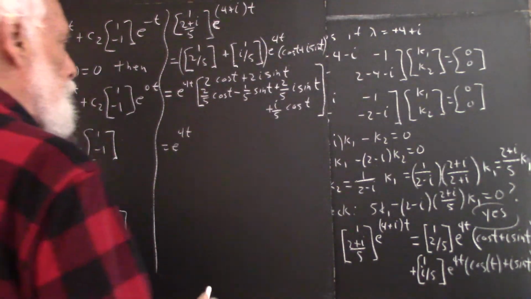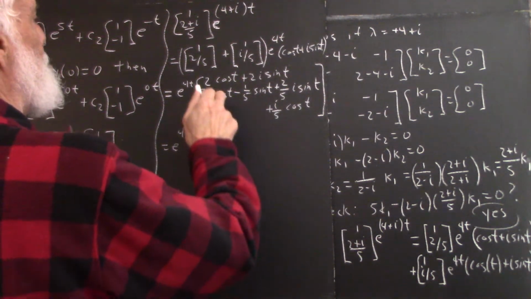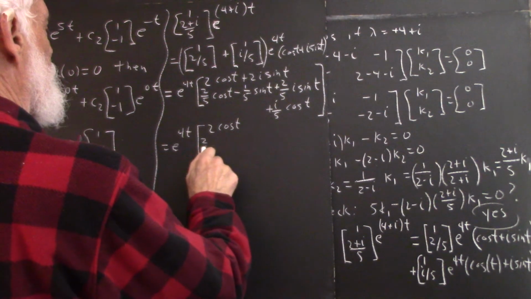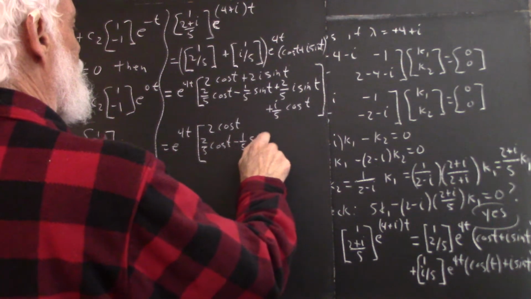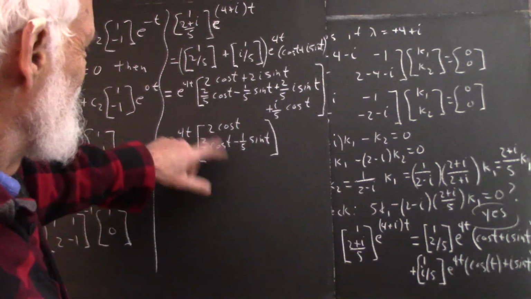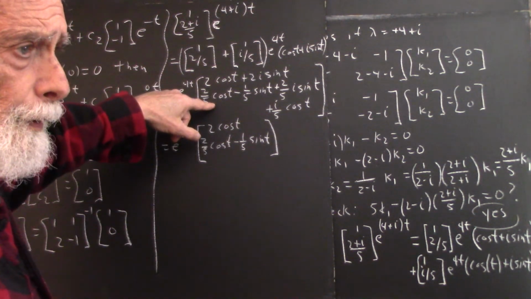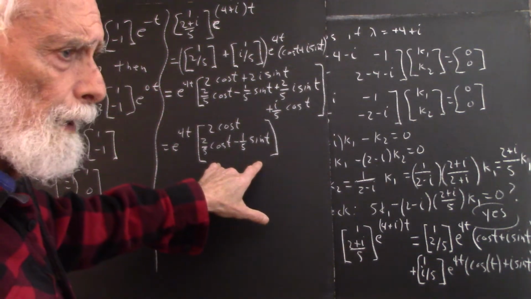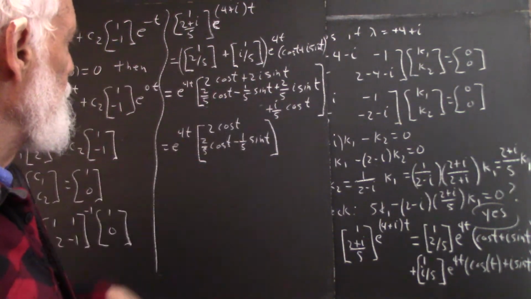I can write that now as e to the 4t multiplied by 2 cosine t, 2/5 cosine t minus 1/5 sine t. And what I've got here, again, there's a little unevenness in the board there. That's a little hard to read, maybe. But it's 2/5 cosine t. It's just this. Okay? So I've got e to the 4t times this, and what I've done is I've pulled out the real parts of this solution. This and this.